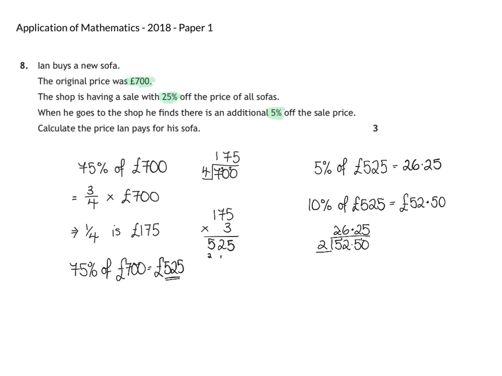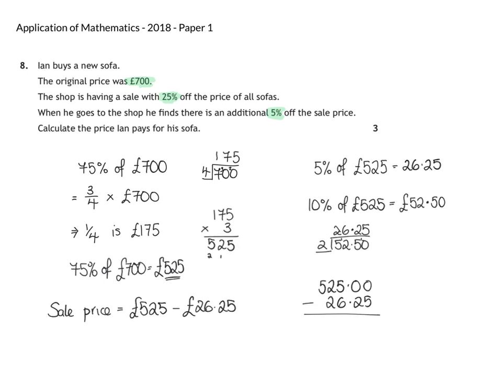So if we do our subtraction, so sale price is going to be the £525, take away £26.25. So again, chimney sums everywhere, because it's easier to do it kind of this way.